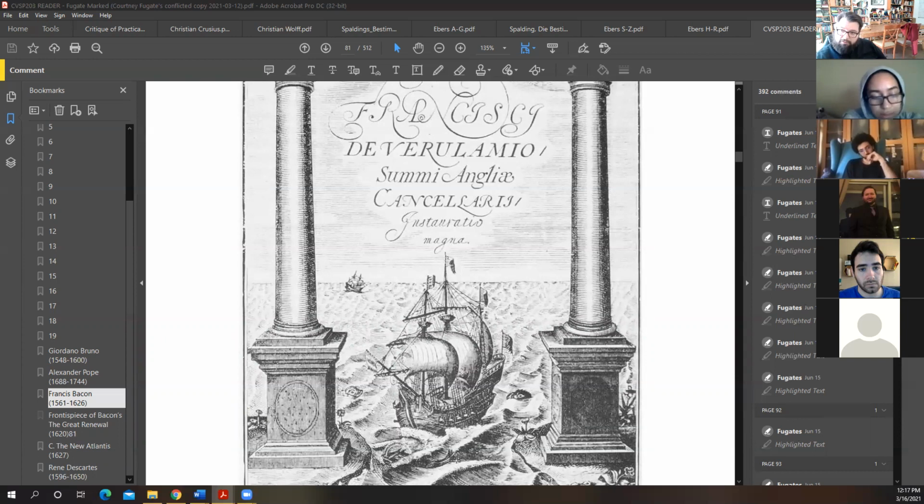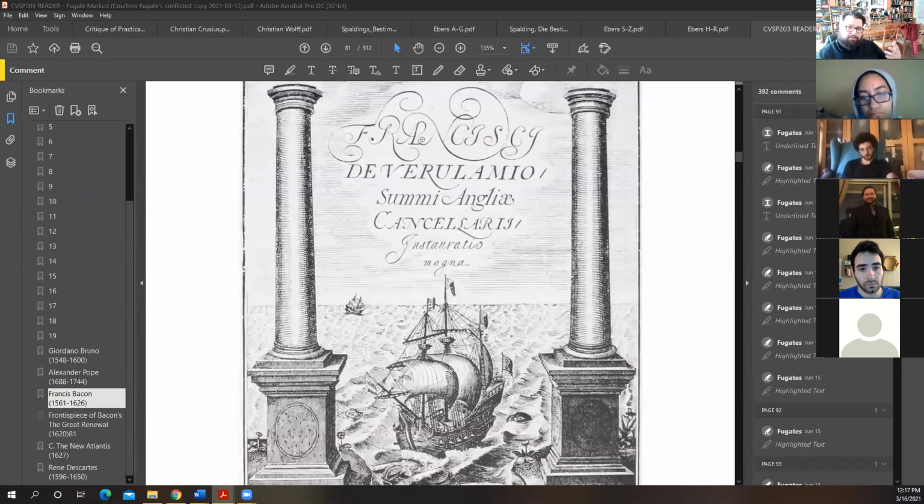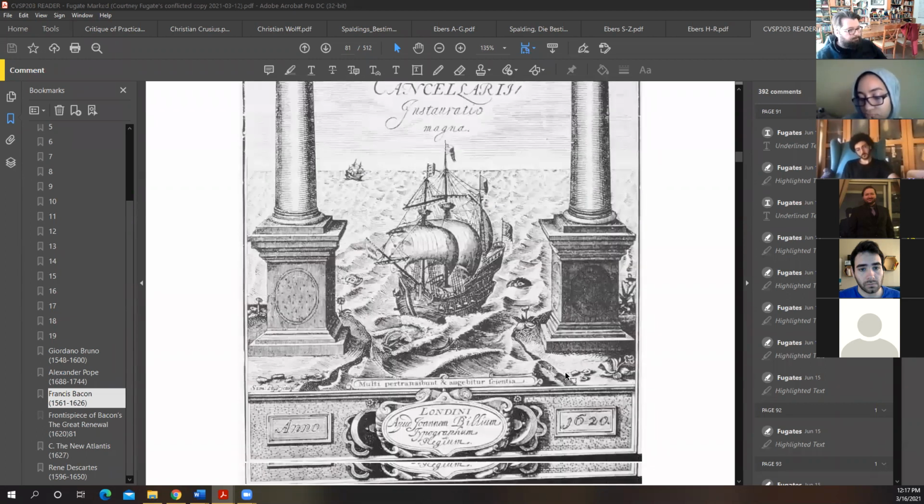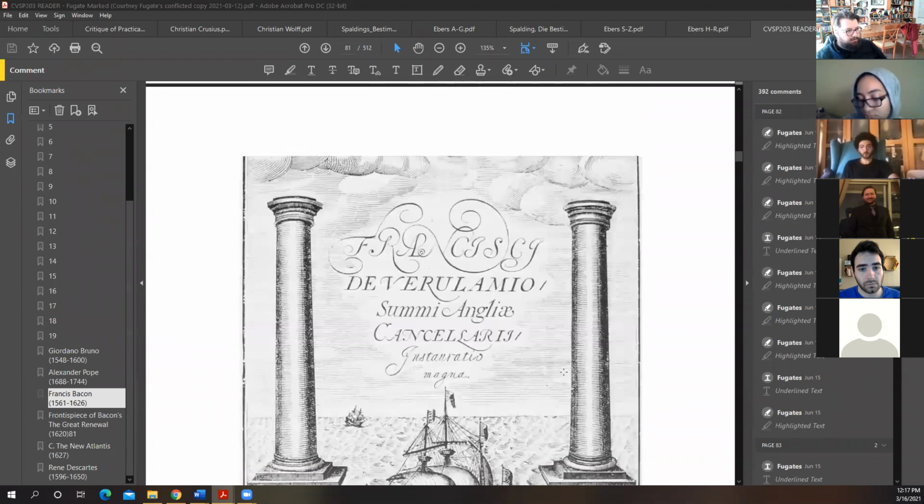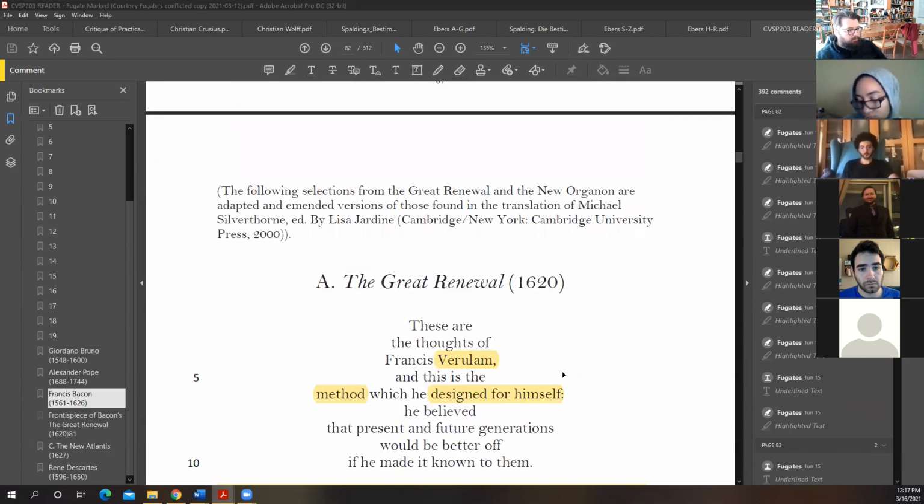Just as Columbus went to the New World, but after him, a whole series of people came and discovered new parts of North and South America, right? Many followed, and the wealth of Europe increased. Well, here, many will follow, and science itself will increase. So this just shows you what he believes the new organon will do. It will provide an inspiration and a guide for others to discover the world, right? And take that risk. So that's the frontispiece to the Great Renewal.